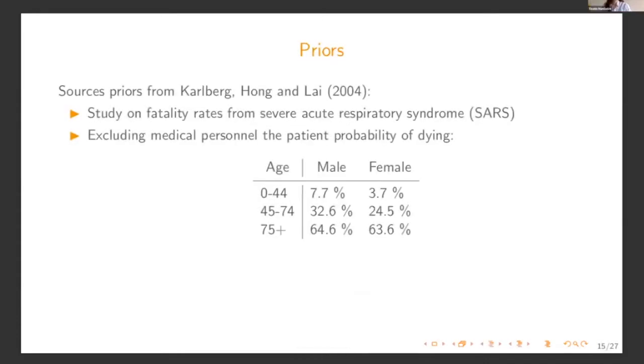Thank you, Danielle. The next step for us was to incorporate prior information into the analysis. We know that priors usually come either from theory or independent data.